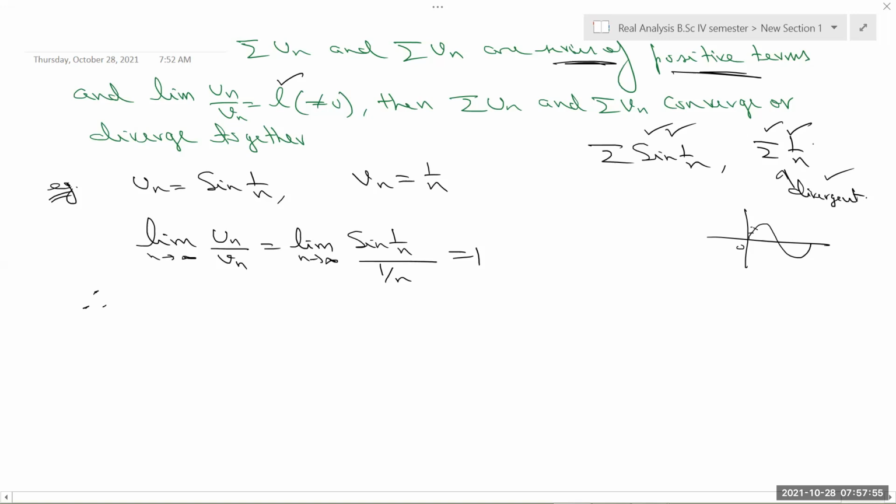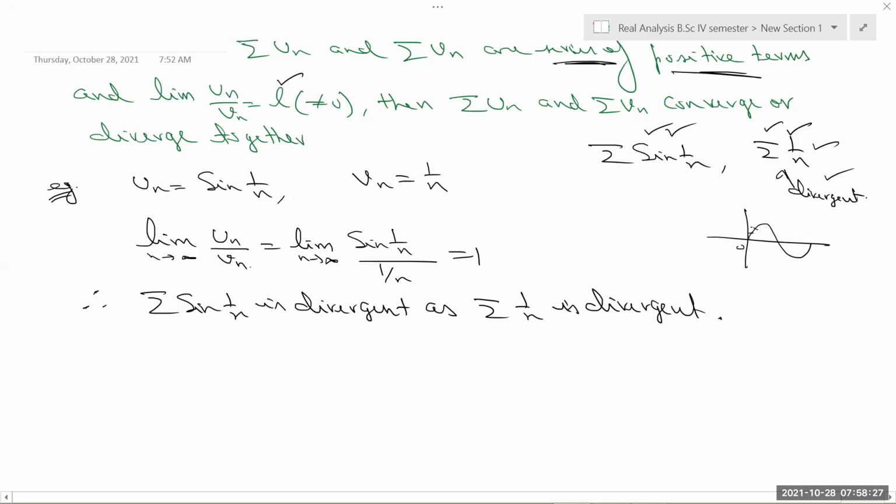So since the nature of this series is known, and the ratio of the terms un by vn, the limit of the ratio is 1, which is non-zero and finite, sine 1 by n will also diverge. So as a series, sine 1 by n is divergent as this 1 by n is divergent.